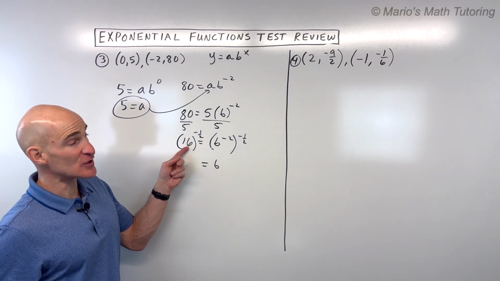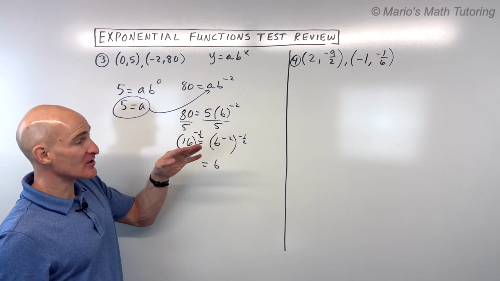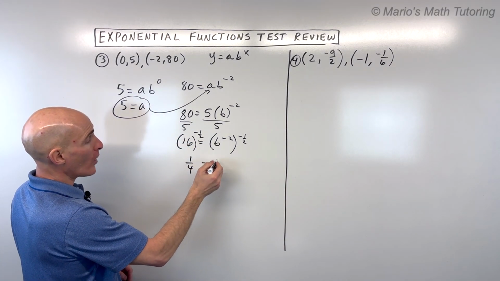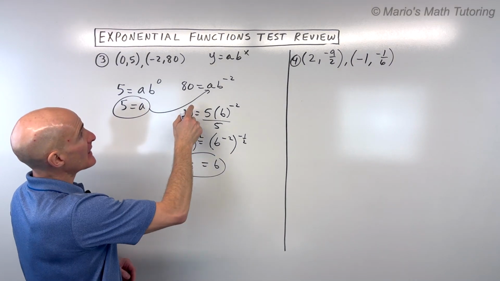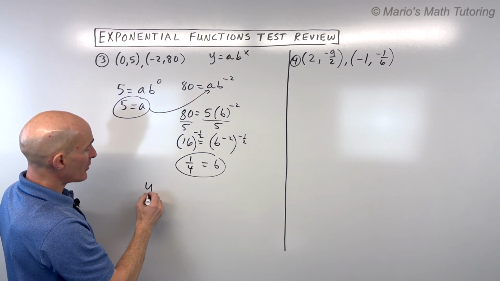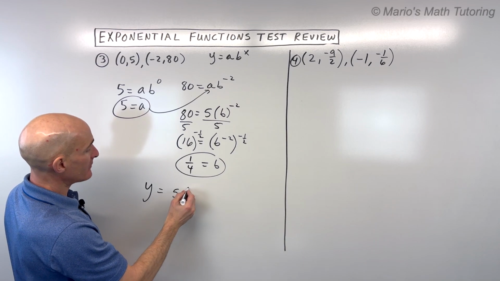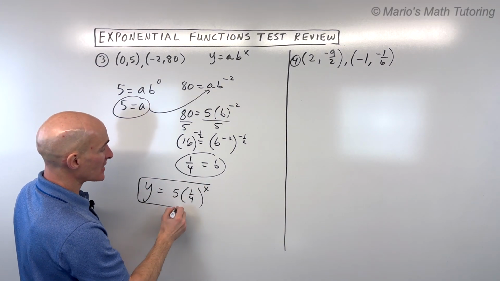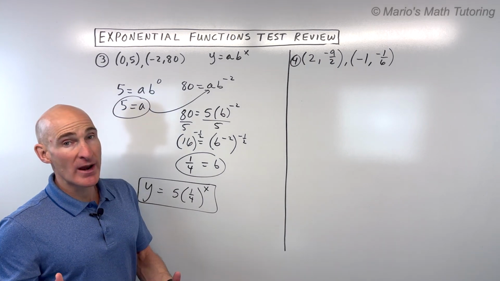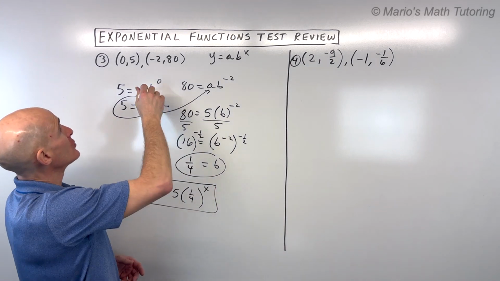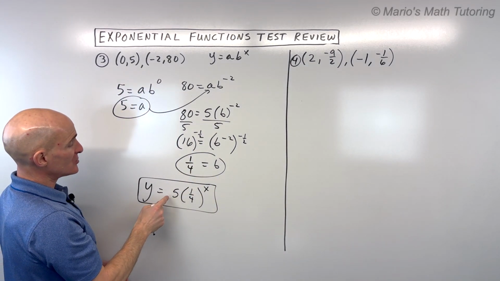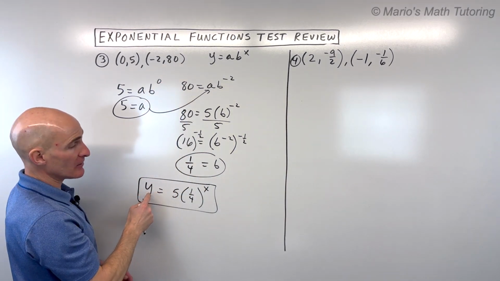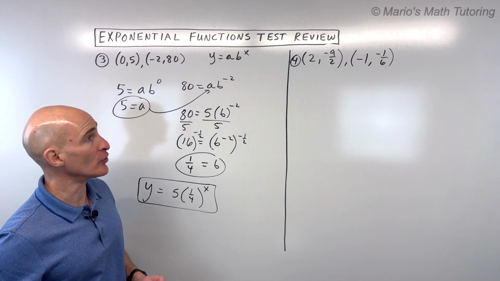Square root of 16 is 4, but that negative tells us to take the reciprocal, which means that this is going to be 1/4. Now we've got our a and b. Let's plug those back in and write our equation. So y = 5 times 1/4 to the x power. So that's our exponential function. If you want to check your work, which I recommend, you can go ahead and plug 0 in. You'll see that you get 5 for y. And if you put -2 in, you'll see that you get 80 for y. So you can double check your work a little bit.